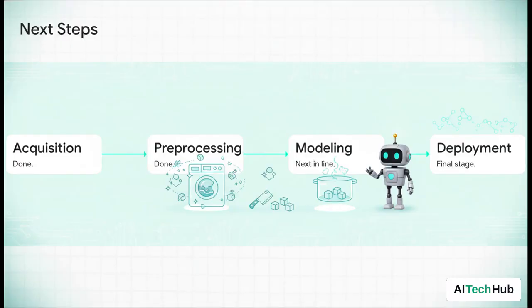And that brilliantly wraps up step 2 of our life cycle. We've successfully taken raw chaos and turned it into something a model can genuinely learn from. Our data is acquired, it's washed, it's chopped, and it's finally ready for the pan.